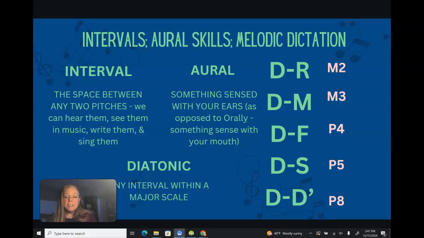Hey guys, this video will help you complete the pitch 1.2 page. We're going to talk today about intervals. Those are the spaces between any two pitches.